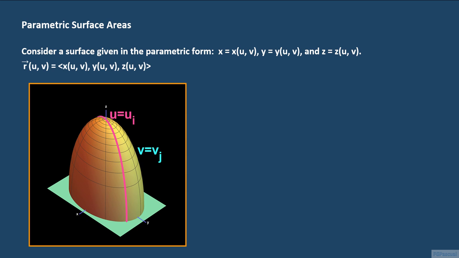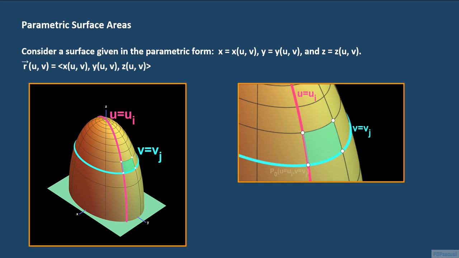And when v is set to be constant at v sub j, we get a corresponding parametric curve. Using the mesh on the surface, we use one of the curved quadrilaterals to help us find the fundamental element of area for the double integral formulation for the surface area. Let p sub 0 be the lower left corner of this curved quadrilateral. At p sub 0, u equals u sub i and v equals v sub j.